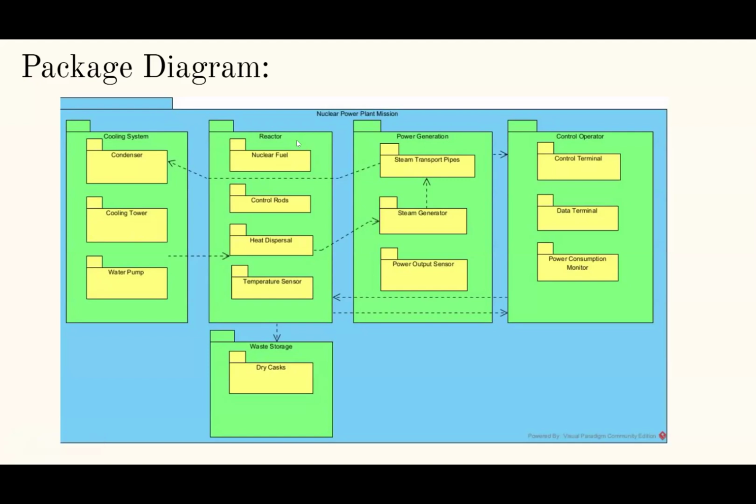And then for the reactor, you need nuclear fuel, you need control rods to keep the reaction in check, heat dispersal, temperature system, and then likewise the other things that involve steam transportation, the control operator as a whole, so the terminals and the ability to change it, as well as waste storage, which is just dry casks.